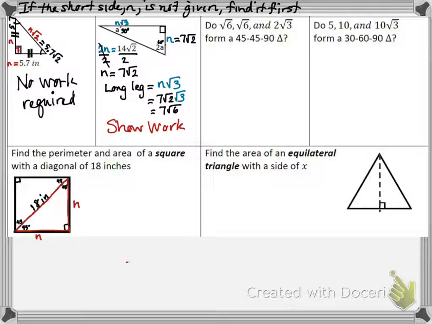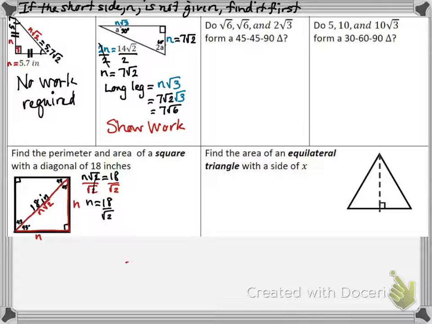And this one's my hypotenuse, and the hypotenuse of a 45, 45, 90 should be the short side times root 2. I'm going to take that information that I know, and I'm going to make myself an equation that says n root 2 equals 18. I want my n by itself, so I'll divide by root 2, divide by root 2, so that now I have n equals 18 over root 2.